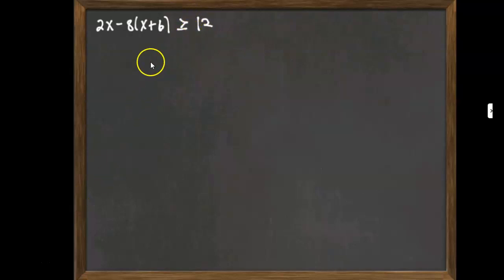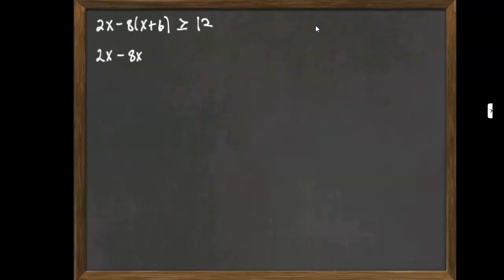So just like with an equation, typical inequality, we first begin by getting the inequality simplified, and then try to get the variable on one side and get it by itself. So here we have 2x minus 8 parentheses x plus 6, so we have to multiply through by the 8. And so we go ahead and we do that.